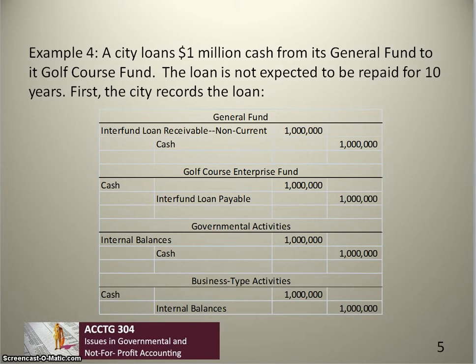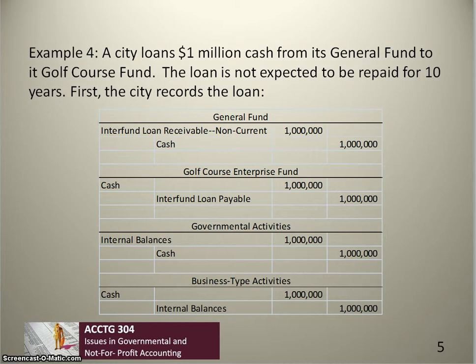Example 4, in this case an interfund loan. Here the city is loaning $1 million from its general fund to its golf course fund with the expectation that it will be repaid in 10 years. So in this case, in the general fund, we record the loan by recording an asset, interfund loan receivable non-current, of $1 million. And in the golf course fund, we record an interfund loan payable of $1 million to recognize the liability from the golf course fund to the general fund.